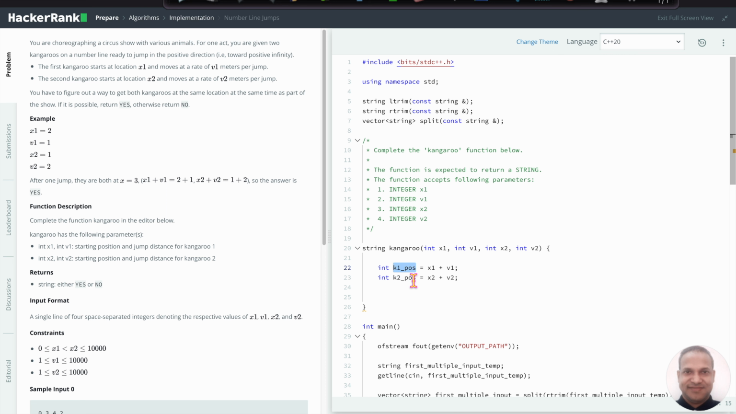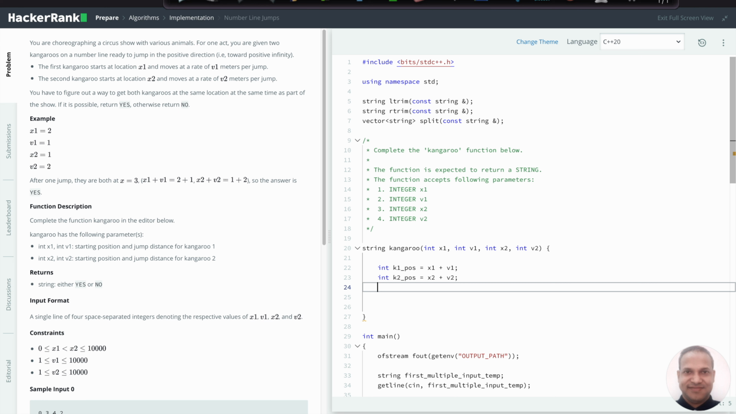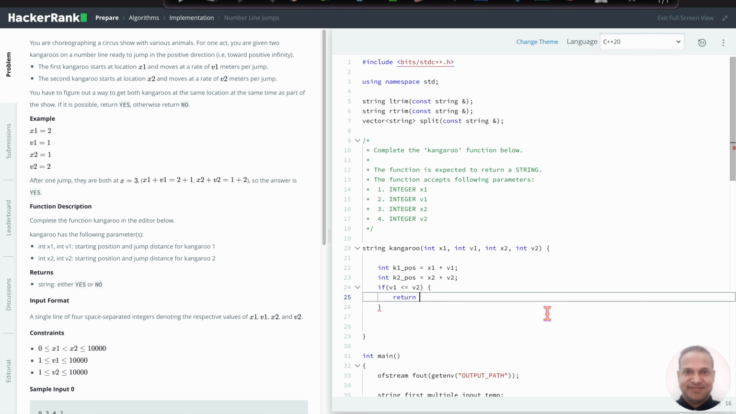So this is the situation. Kangaroo 1 will be in this position and kangaroo 2 will be in this position. After that, what do we have to do? We have to check, though this constraint says x1 is less than x2, v1 should be greater than v2. So we can say if v1 is less than or equal to v2, then return false. There is no chance, because v2 is greater. So we can say no. That's what is expected, right? Yes and no, it should return.